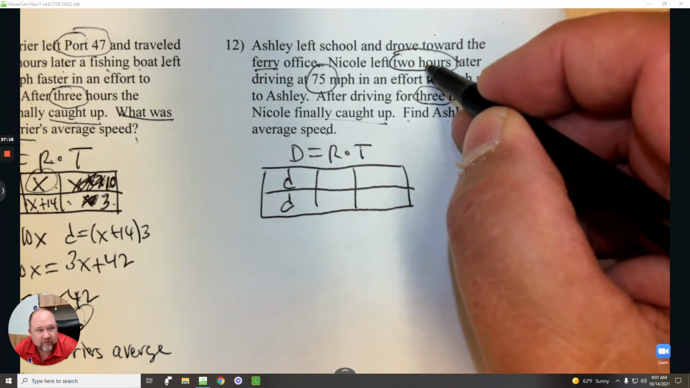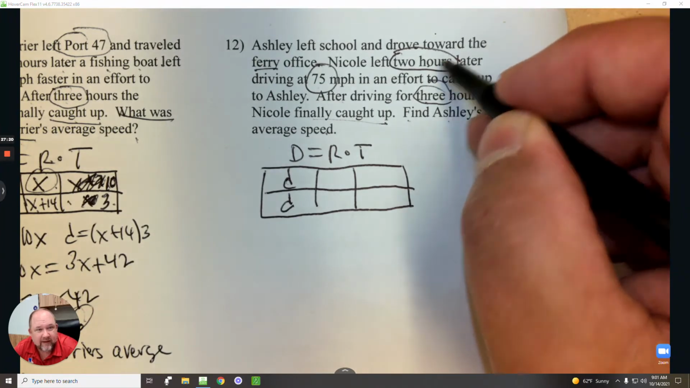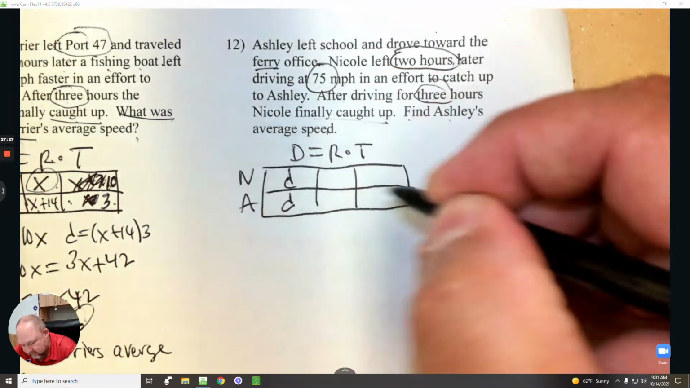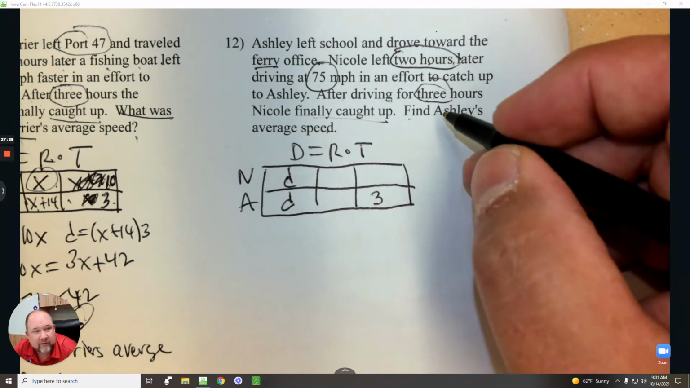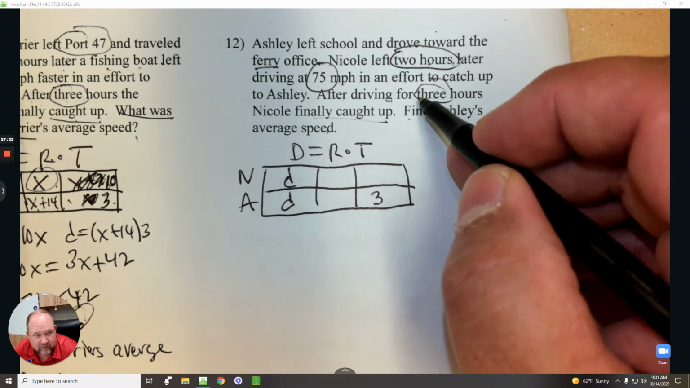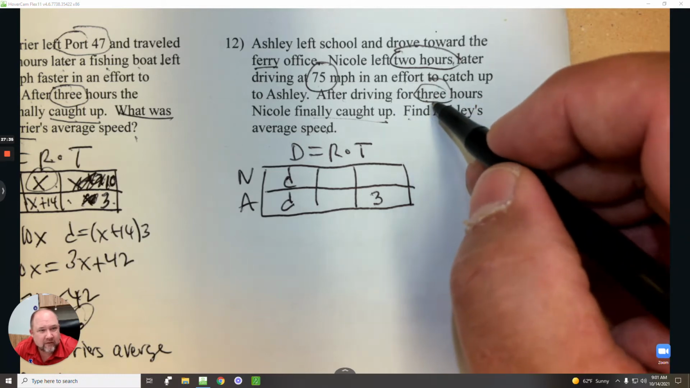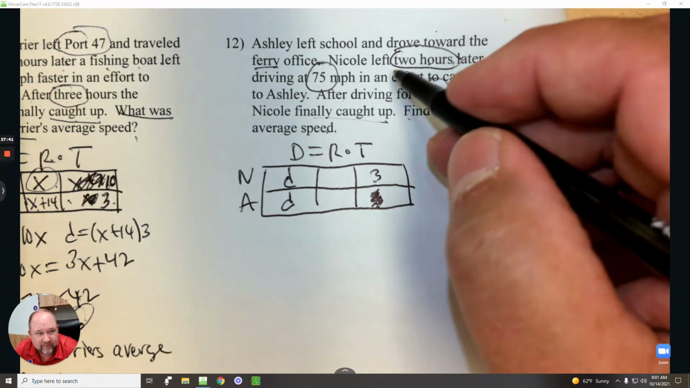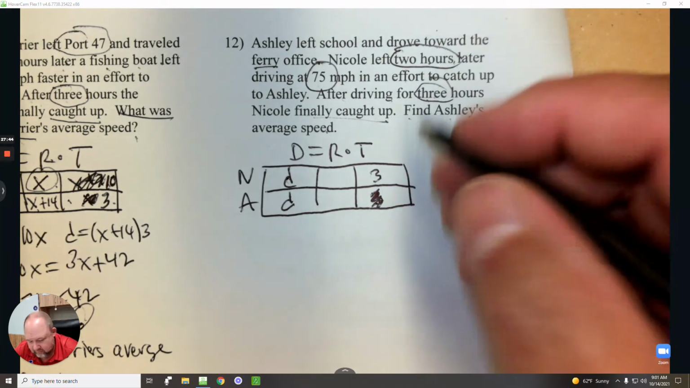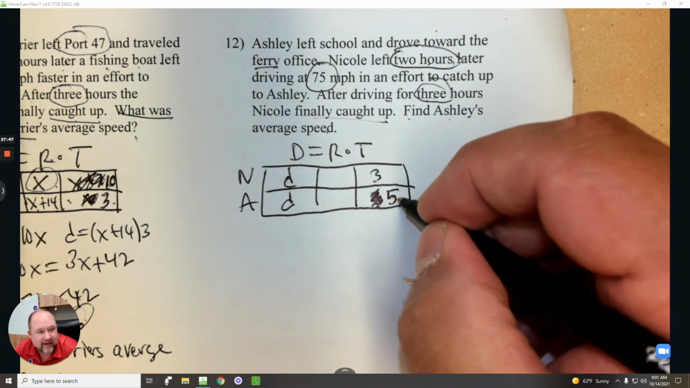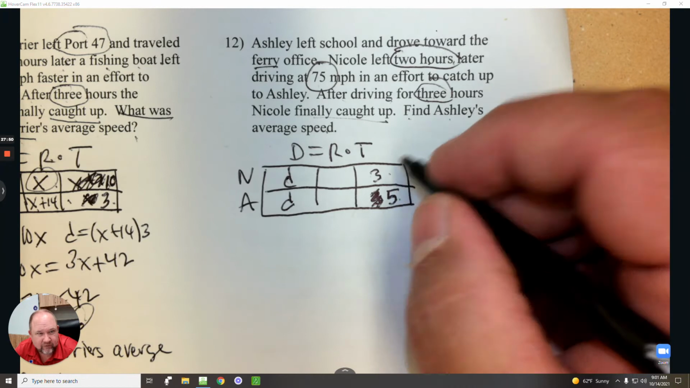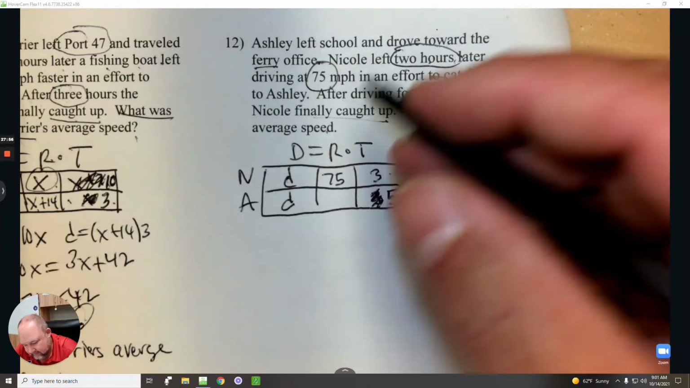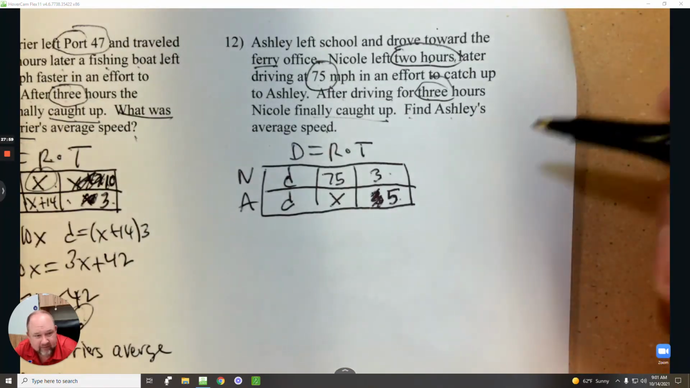Nicole left 2 hours later, and after driving for 3 hours. So, sorry, let me break this down. This is Nicole, this is Ashley. Oh, sorry, Nicole went 3 hours, and Ashley left first, 2 hours before that. So in other words, Ashley went 5 hours, and Nicole went 3 hours. Nicole went 75 miles an hour. It said find how fast Ashley was driving so they could catch up.